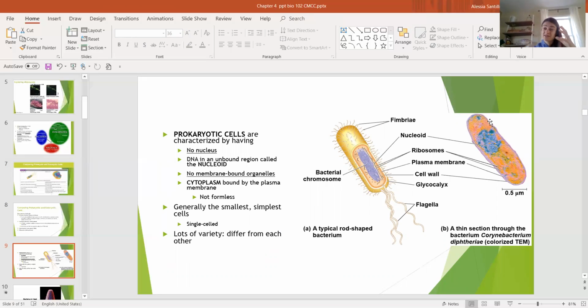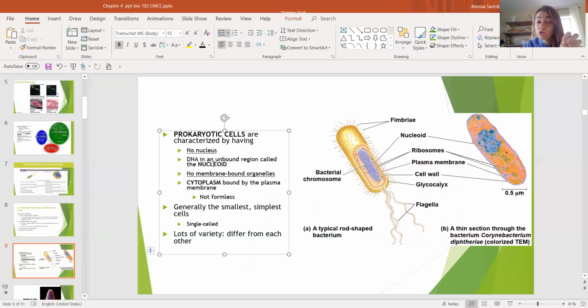The DNA in prokaryotic cells isn't just found basically floating like a bunch of spaghetti all over the cell. It's concentrated in one specific region. So if you see here, this blue thing right here, this is where the DNA is concentrated. It's not bound by anything. There's no compartment around it, but the DNA does stay in that specific area. This area is known as a nucleoid.